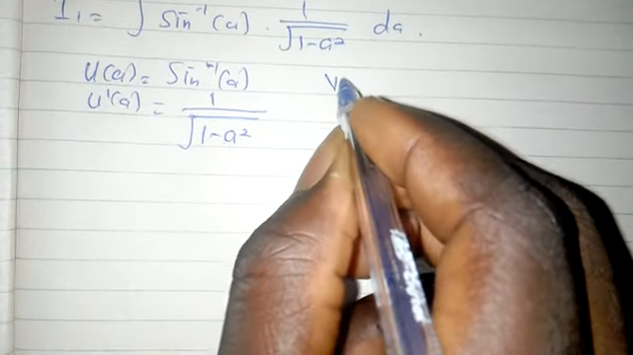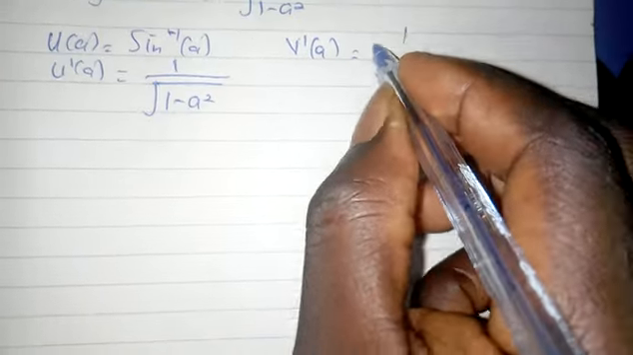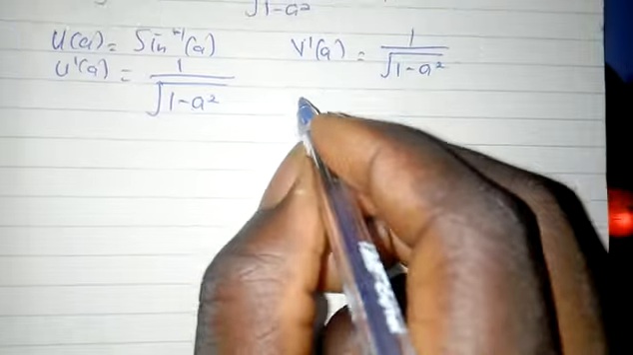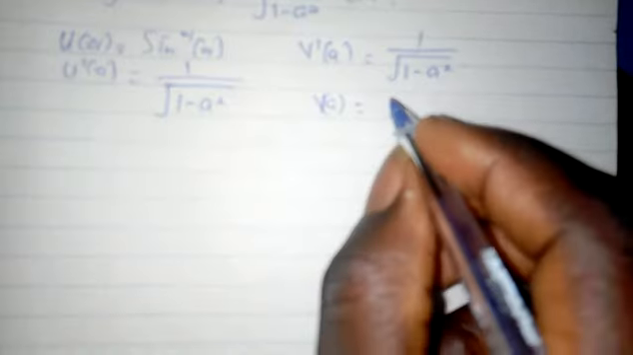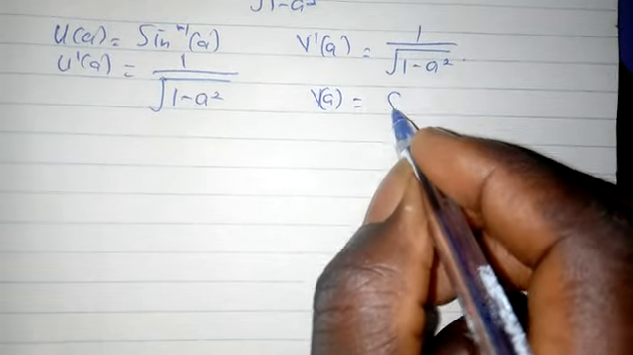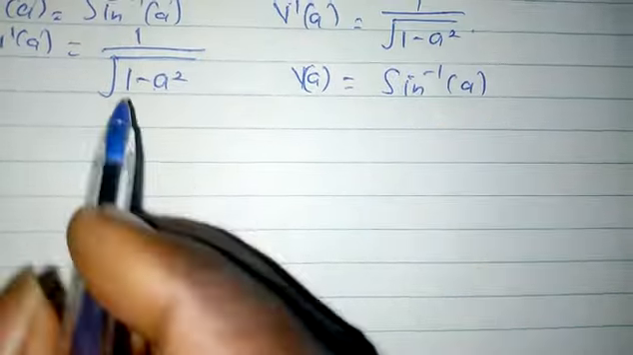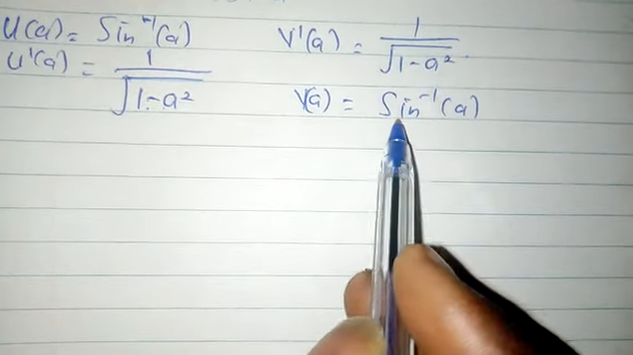And my v prime of a is now 1 over root of 1 minus a squared. So my v of a is now equal to, if I integrate this, I'm going to get sine inverse of a. That's just the reverse. If I differentiate this, I'm going to get 1 over root, so if I integrate this, I'm going to get that.